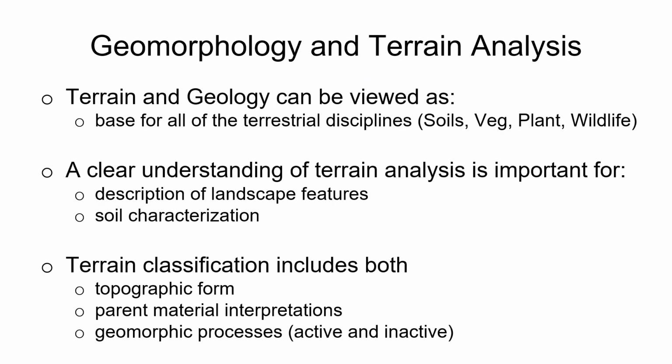And soil mapping really begins with geomorphology and terrain analysis. So terrain and geology can be viewed as the base for all terrestrial disciplines, including soils, vegetation, plants, and wildlife. Therefore, a clear understanding of terrain analysis is important for description of landscape features as well as soil characterization. Terrain classification includes both topographic form, which we've seen is very important as one of our soil forming factors, parent material interpretations, and geomorphic processes. So these are all important factors of soil forming processes that begin with terrain classification.